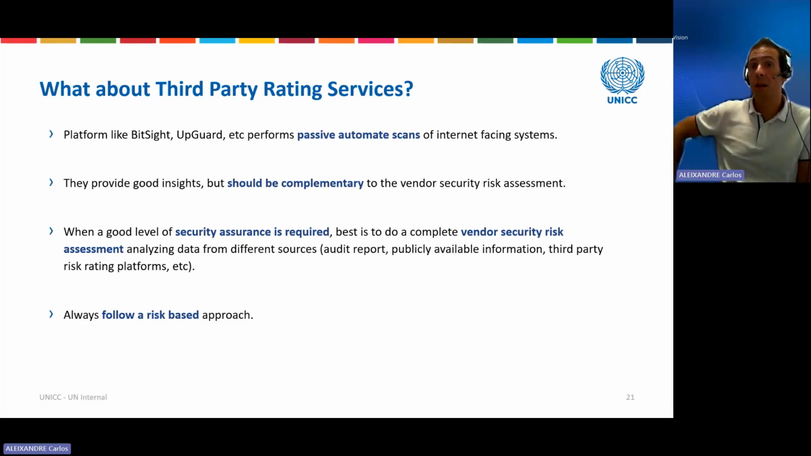So when a good level of security assurance is required, best is to do a full vendor security risk assessment, analyzing data from different sources, as we have mentioned. But of course, we should always follow a risk-based approach. So maybe for low risk vendors, so we talk about the categorization, right? For those that do not represent a big risk to the organization, maybe we can use this service to do our assessment. It is an option. Again, I would recommend to use it as complementary rather than the only source of truth.